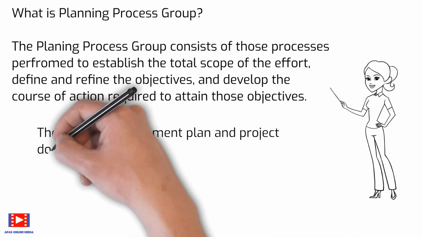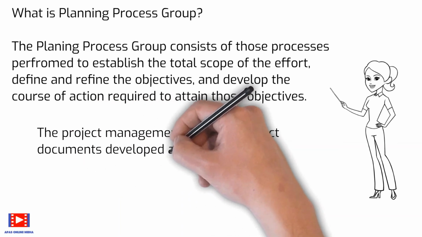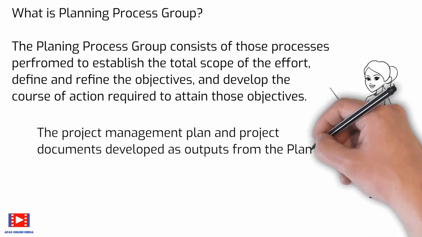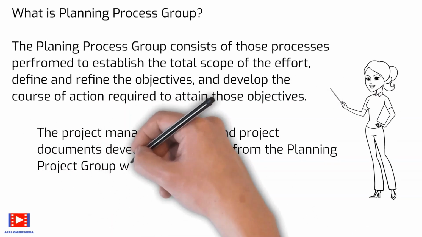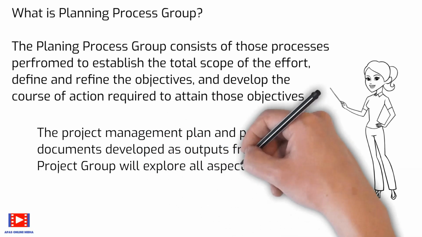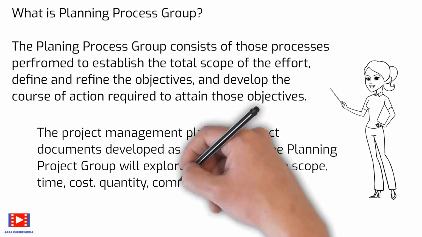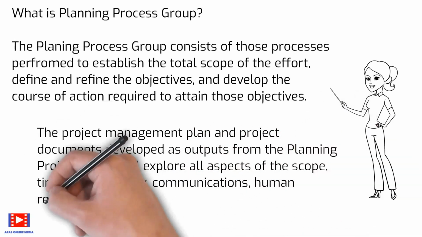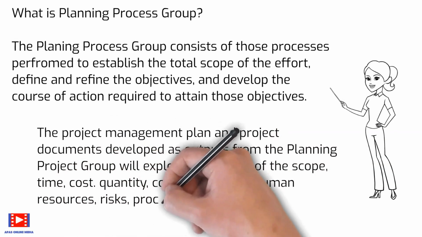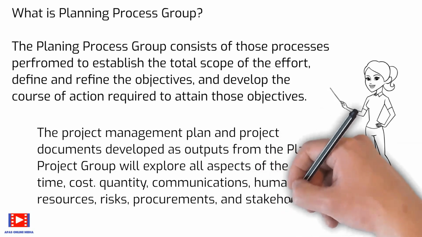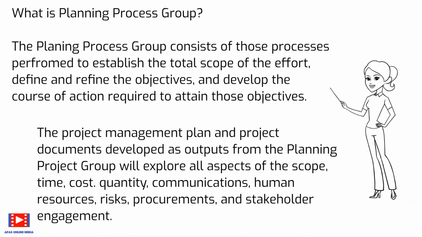The project management plan and project documents developed as outputs from the planning process group will explore all aspects of the scope, time, cost, quantity, communications, human resources, risks, procurements, and stakeholder engagement.